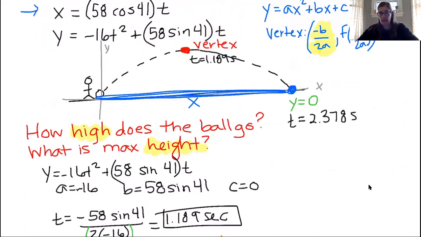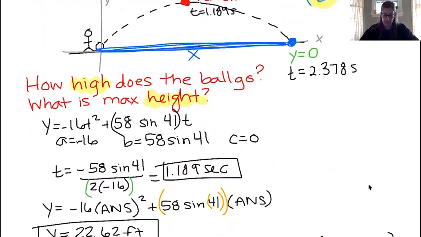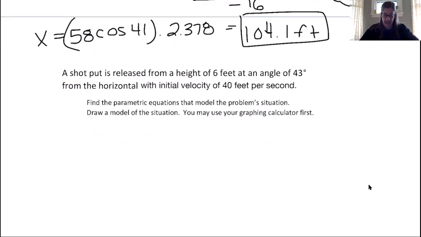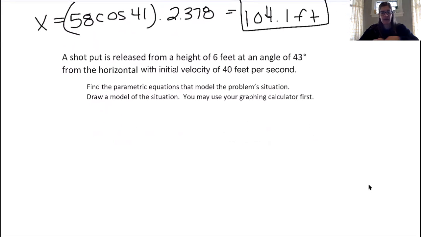I'm going to do one more example where the initial height isn't 0. So we're going to have to use a different method to solve. Okay, so let's look at that last example.